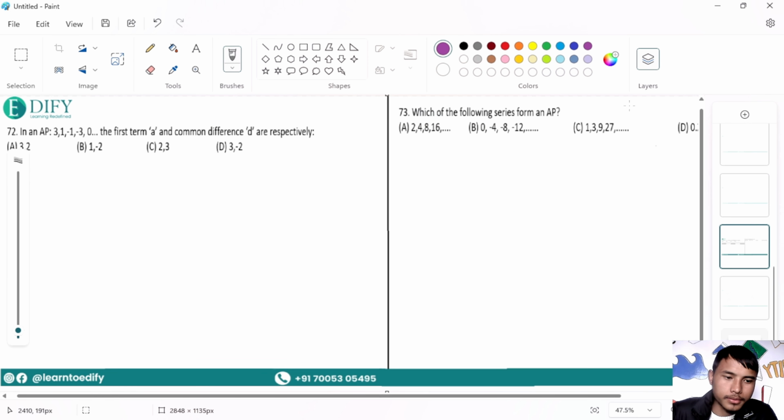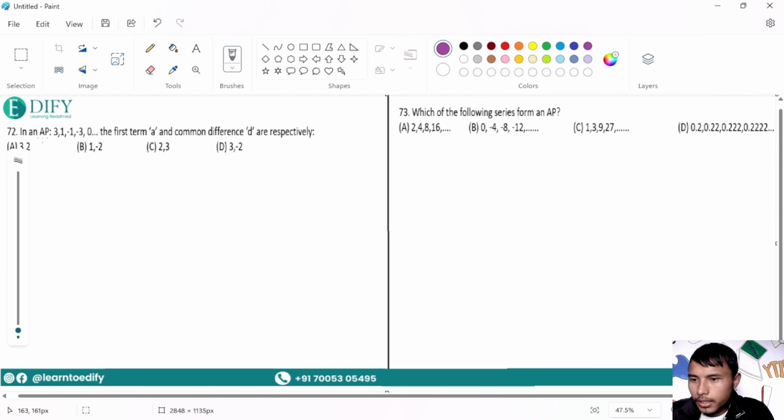Next question: in an AP, the first term A and common difference D are respectively? So what you have to do is first write down all the given data. The given AP is 3, 1, minus 1, minus 3, and then 0.